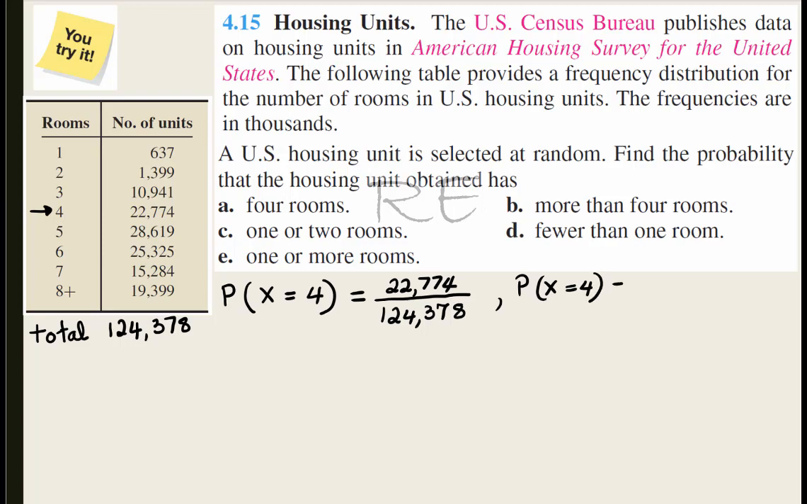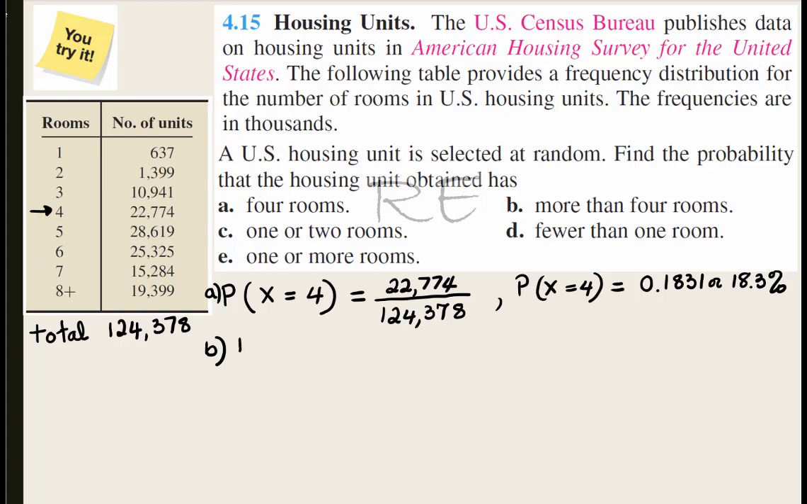So the probability that X is equal to 4 as a decimal is 0.1831, which is about 18.3%.